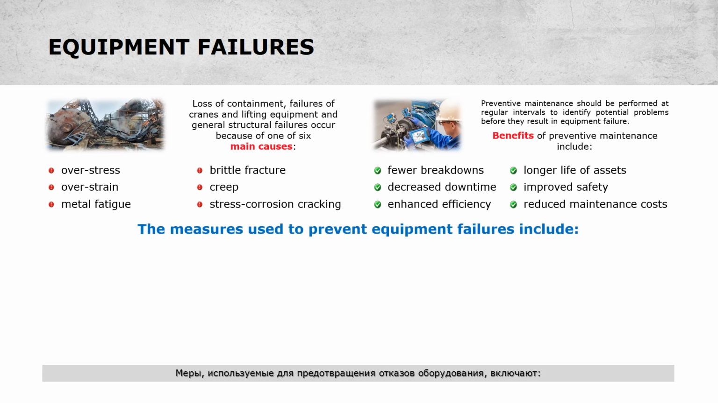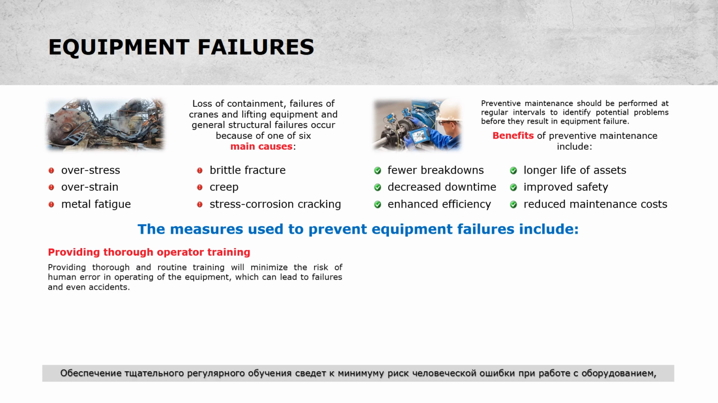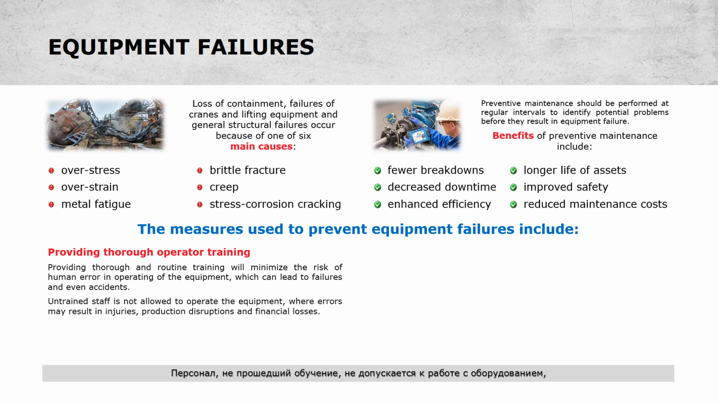The measures used to prevent equipment failures include providing thorough operator training. Providing thorough and routine training will minimize the risk of human error in operating of the equipment, which can lead to failures and even accidents. Untrained staff is not allowed to operate the equipment, where errors may result in injuries, production disruptions and financial losses.